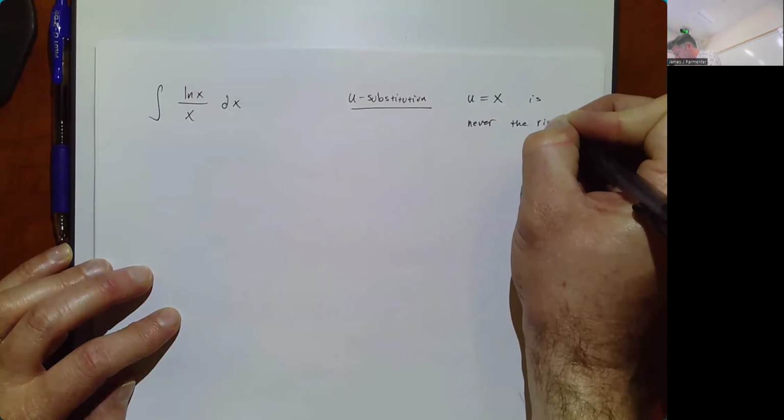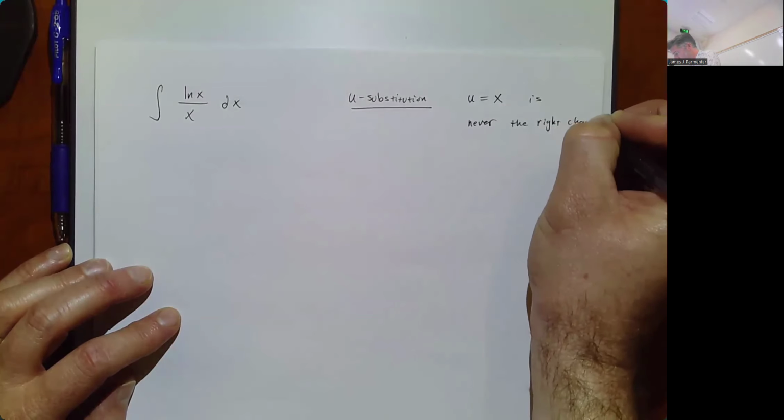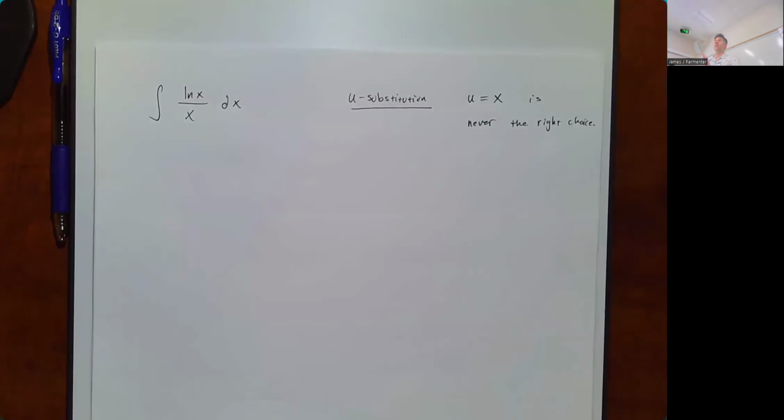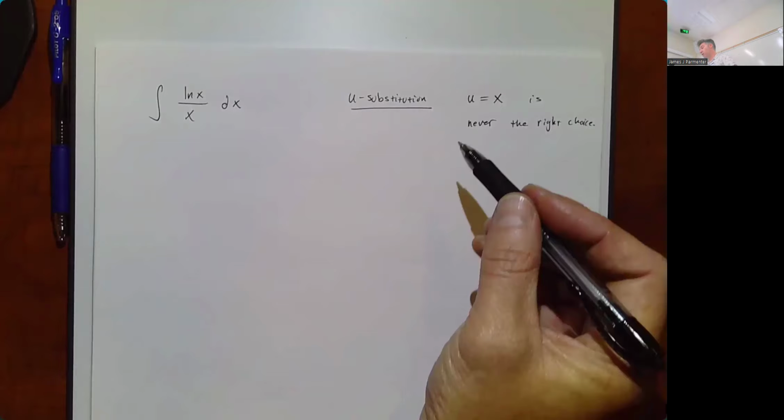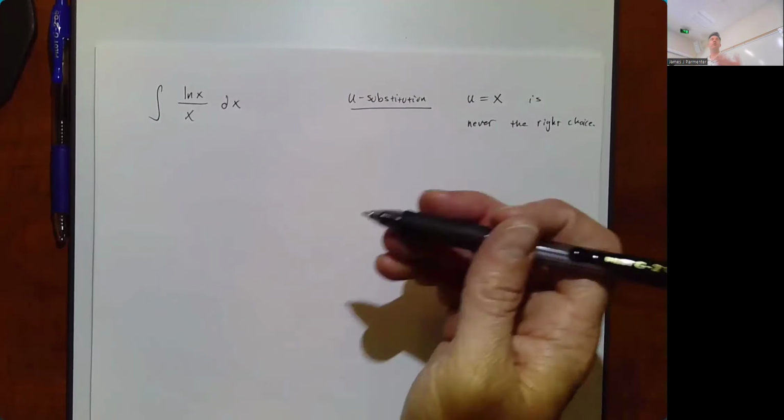Now, I want to clarify something. Later on, when we talk about integration by parts, it is totally fine and correct to sometimes let u equal x and dv be some other stuff, which we will talk about when we get there. So I just want to make it a blanket statement that this is only true if we're talking about trying a u sub.